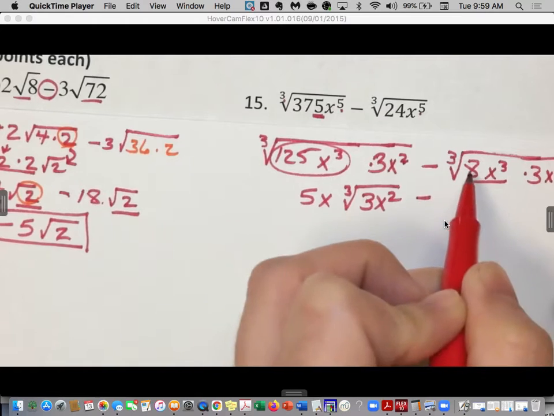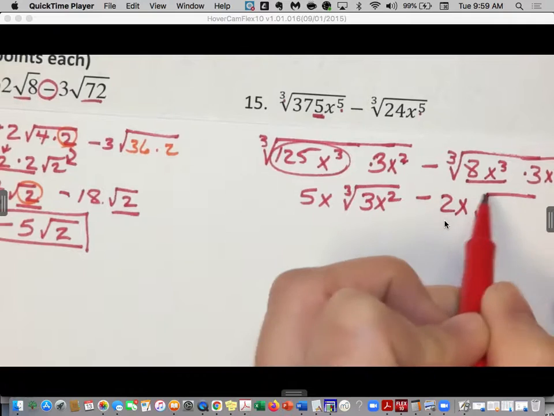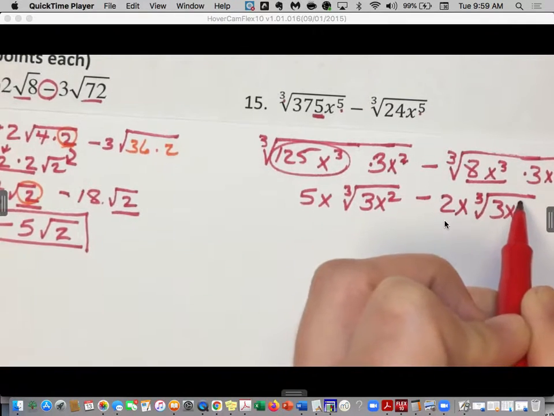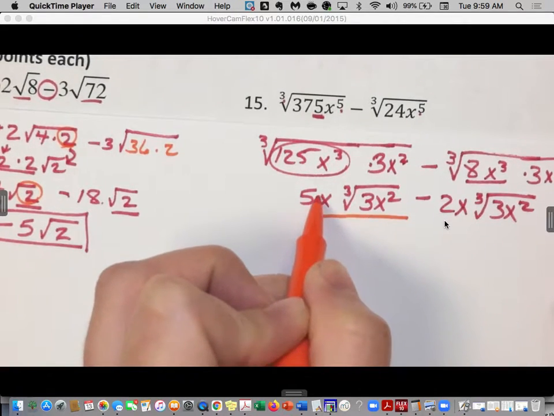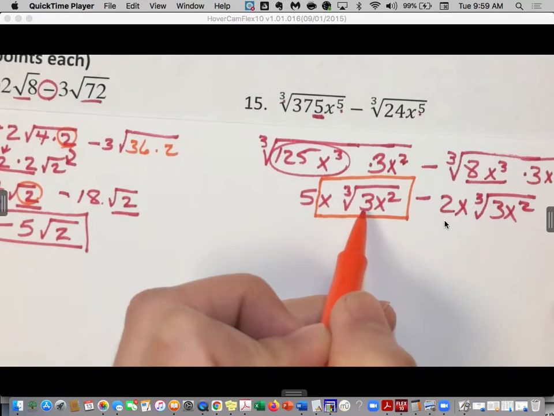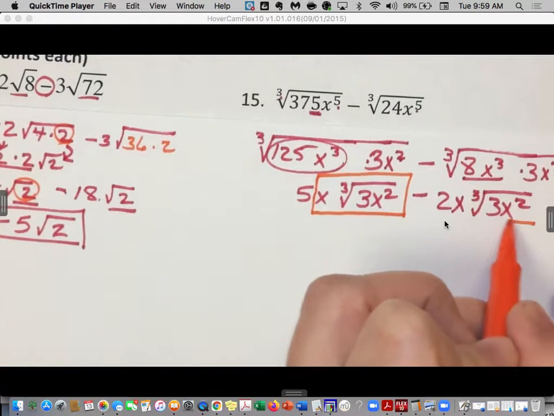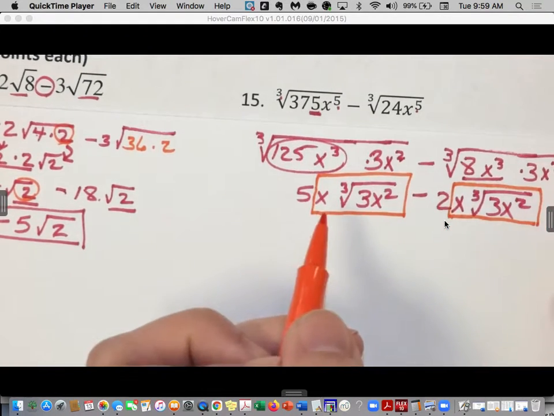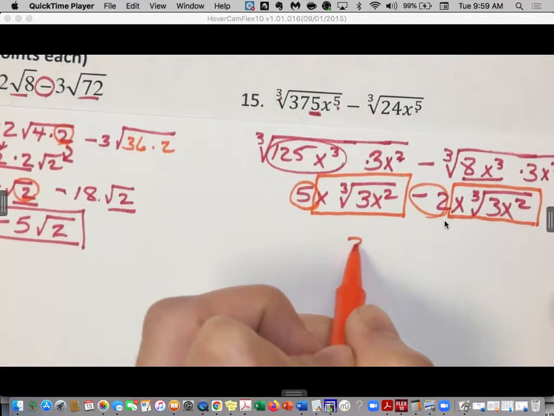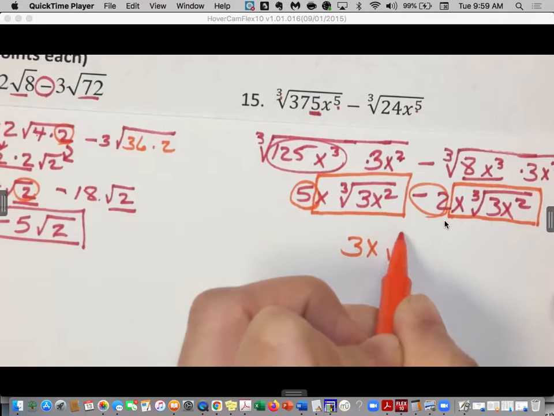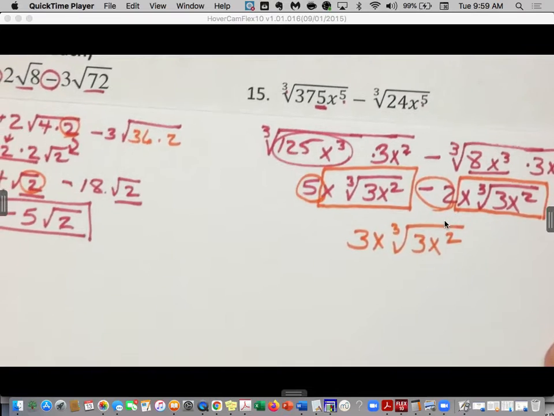So we're going to do the cube root of 8. X cubed is just 2x. And then we have left over again, cube root of 3x squared. Now, look, before we can proceed, all of this part has to be the same. So the radical, the index, everything underneath, but also the x that's on the outside. So all of this has to be the same for us to actually do 5 minus 2. Right, so that's 5 minus 2 is just 3, and then you have to copy that part that was required to be the same. Okay, so there's that one.